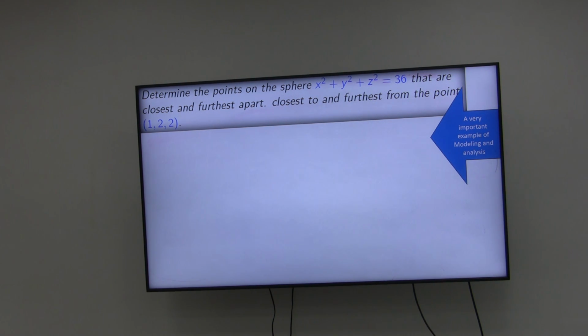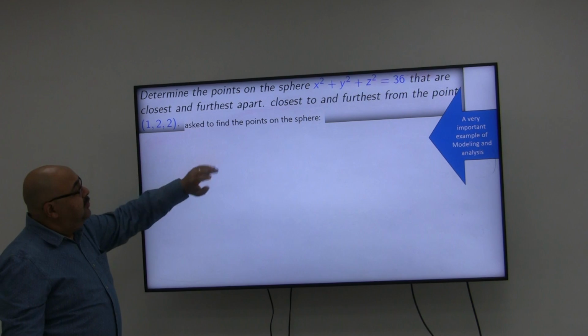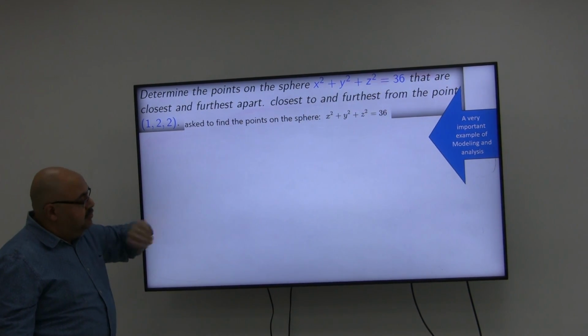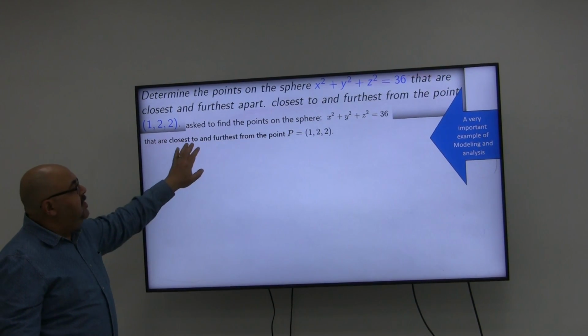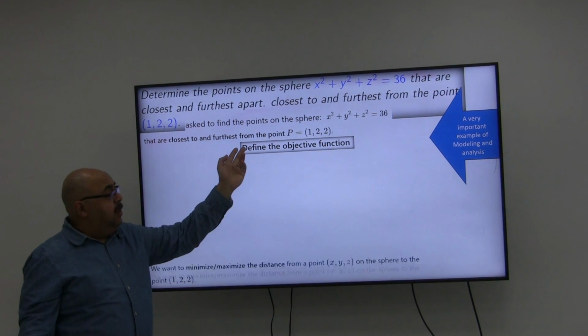See how to manipulate this relation in this problem. It's really a very nice problem. The first step that I will do: the question asks to find the point on the sphere which is nearest or farthest from the point (1, 2, 2). I will define the objective function.